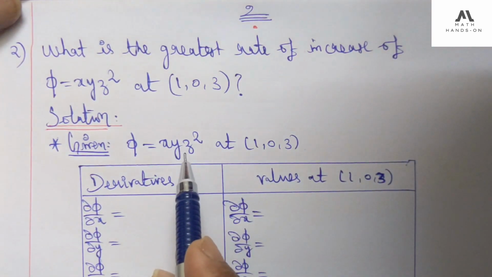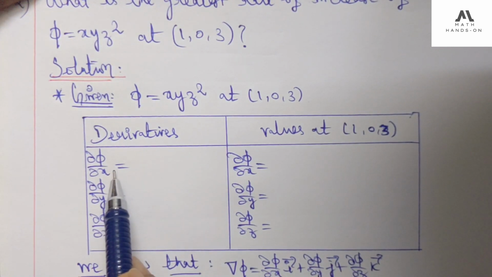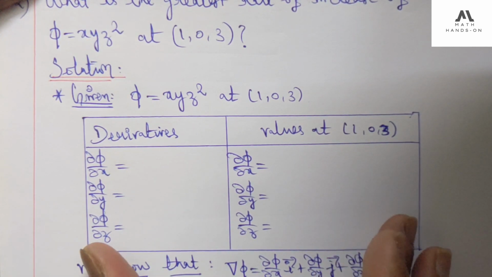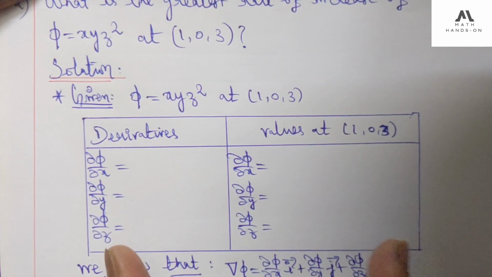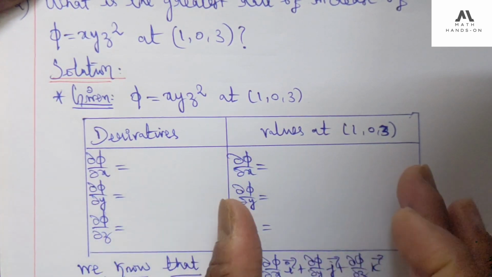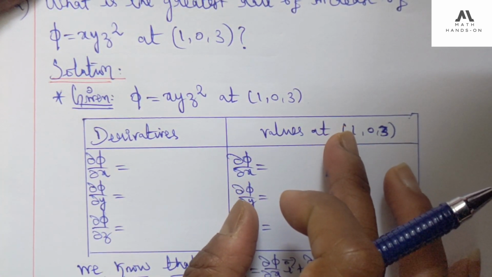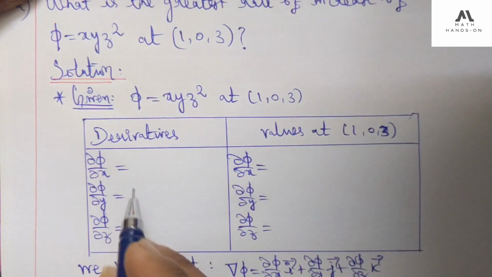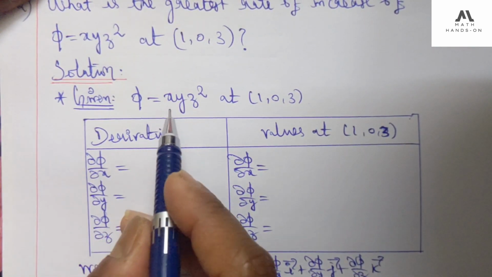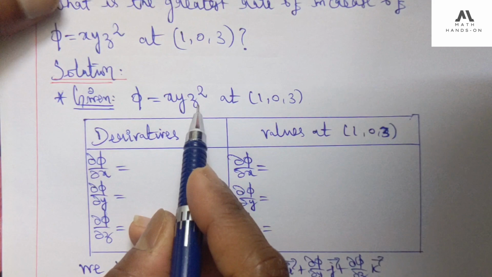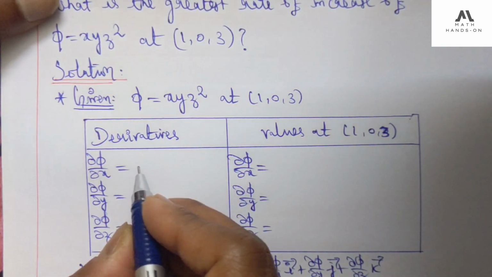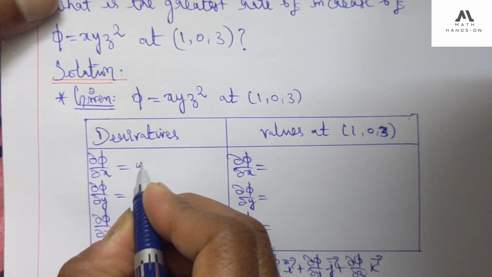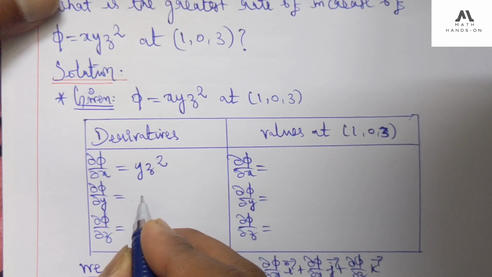By using phi, we can find dou phi by dou x, dou phi by dou y, dou phi by dou z. You also follow the same procedure: first find the derivatives, after that substitute the values at x equal to 1, y equal to 0, z equal to 3. First, dou phi by dou x means differentiate xyz square with respect to x. With respect to x differentiation, treat y and z square as constants. So in this case, the answer is yz square.